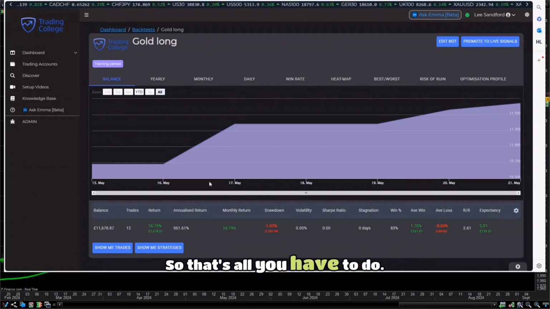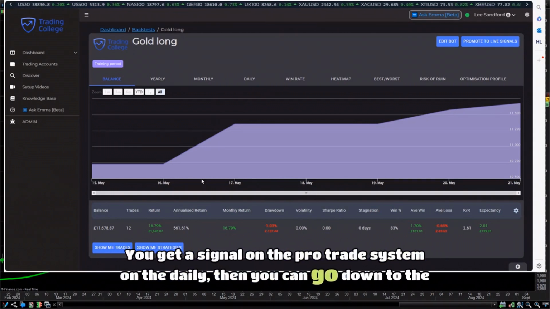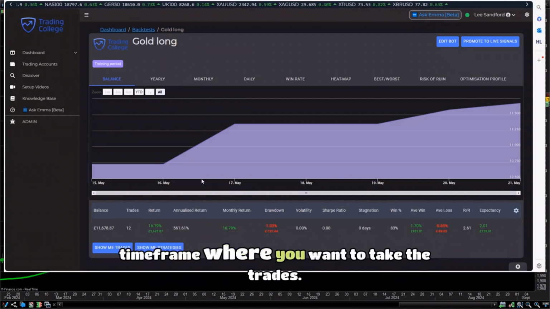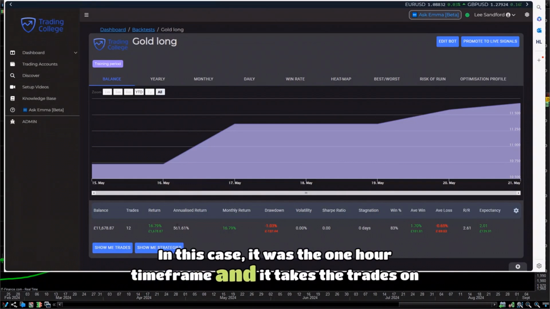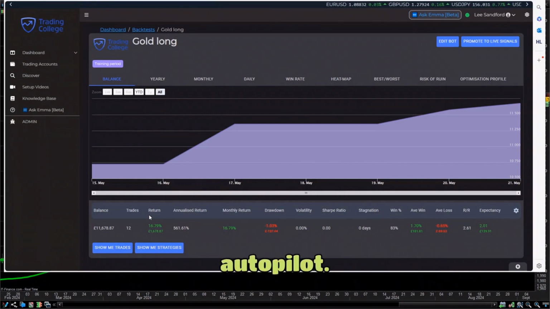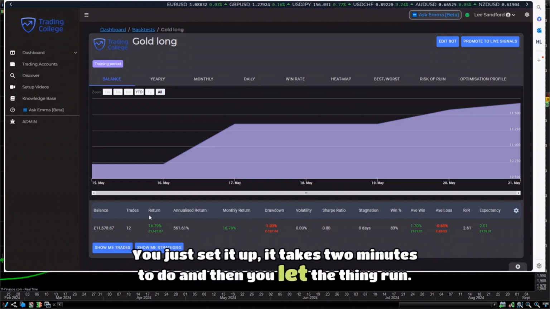So that's all you have to do. You get a signal on the pro trade system on the daily, then you can go down to the time frame where you want to take the trades. In this case, it was the 1 hour time frame, and it takes the trades on autopilot. You just set it up, it takes 2 minutes to do, and then you let the thing run.